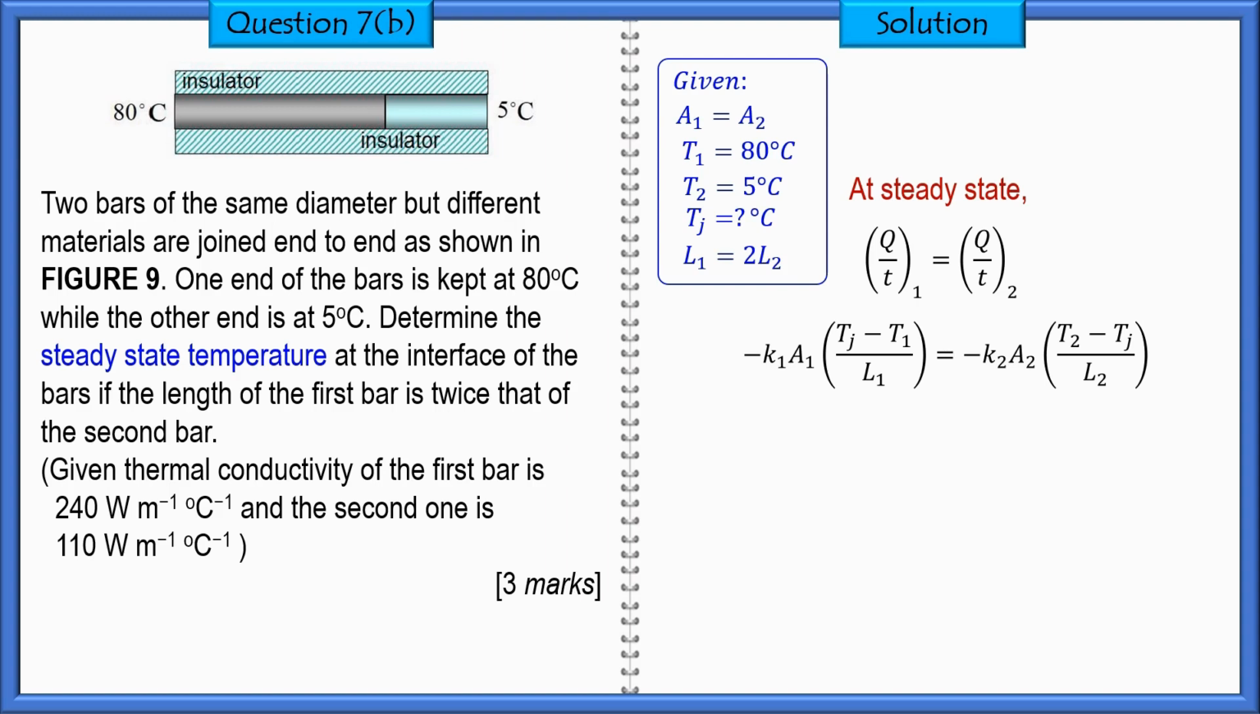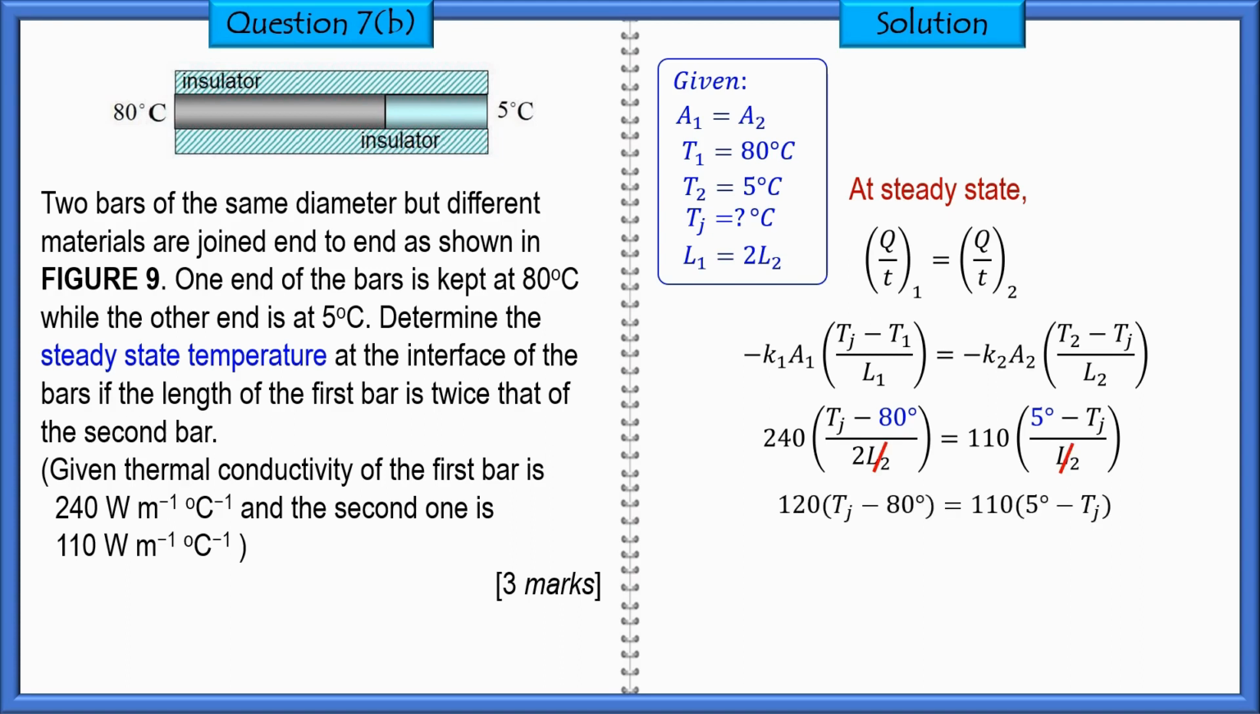Then there are a few things that we can cancel. For example, A1 and A2 on both sides are equal, so we can cancel. Because L1 is equal to 2L2, we can cancel the L2 also. When you cancel the L2 and substitute K1 and K2, you will get that the steady state temperature, or the junction temperature, is 44.1 degrees Celsius.